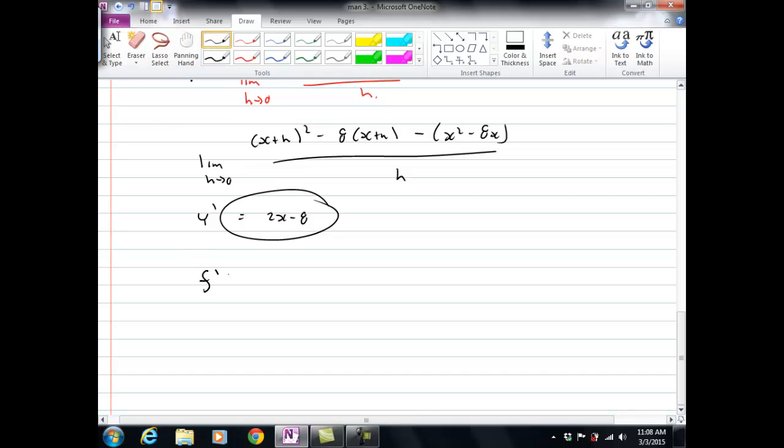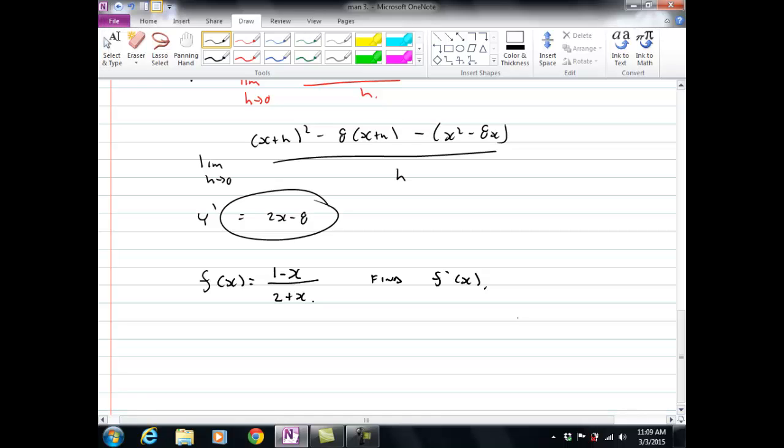f of x equals 1 minus x over 2 plus x. Find f prime of x. Okay, same concept. f prime really means what is the slope of the tangent line.